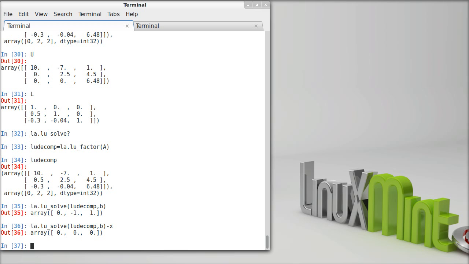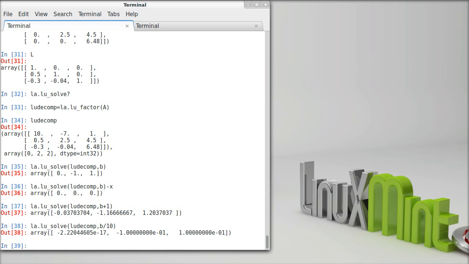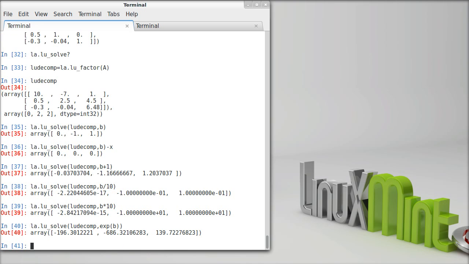Now, doing all of this just to solve a single set of equations is not so useful. The value of this is that now that we've done this decomposition, we don't have to do it again. So if I change b in some way, say add 1 to it, I don't have to redo the decomposition. I can just feed in the new b. Divide b by 10, or take the exponential of b, and it will reuse what it had done before, the LU decomposition, and essentially just do, as we're going to discuss in class, what's necessary to solve the system, which is far less work.